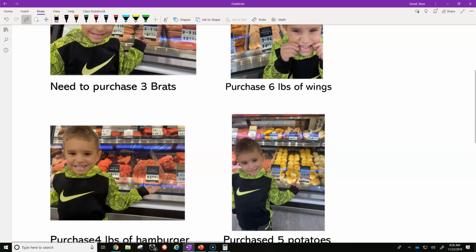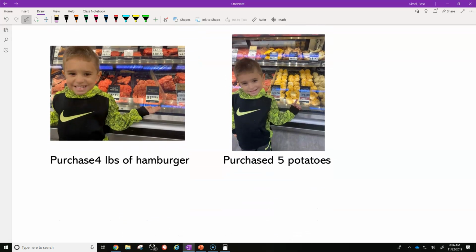That was his picture. I also have to buy 4 pounds of hamburger, and hamburger's $3.99 a pound. And then I'm going to buy the twice baked potatoes. I need to buy 5 of them, and they cost 3 for $5. Okay? Work with your table group right now. Do not mess this picture up. And I need to find the answers. Go.